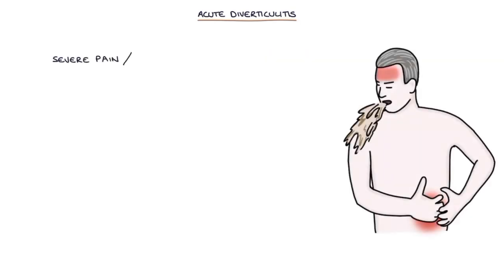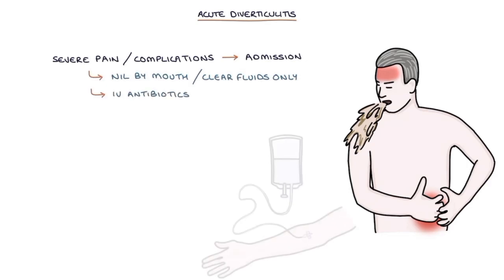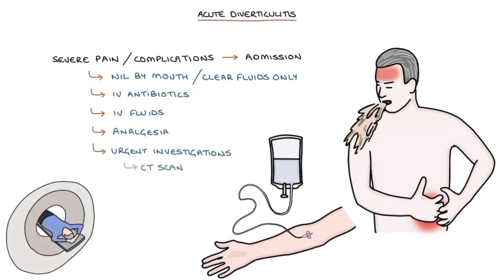Patients with severe pain or complications require admission to hospital. Hospital treatment involves management as with any patient with an acute abdomen or sepsis, including nil by mouth or clear fluids only, IV antibiotics, IV fluids, analgesia, urgent investigations, for example, a CT scan, and urgent surgery may be required if there are complications.